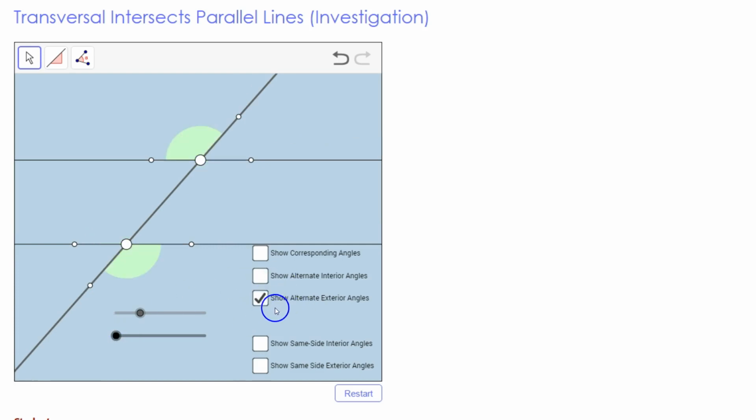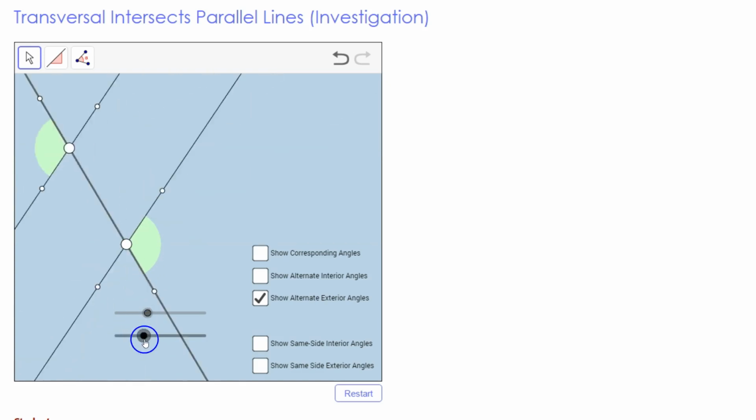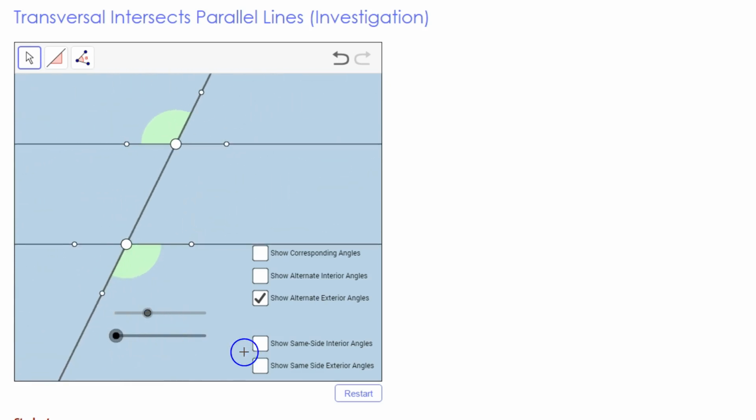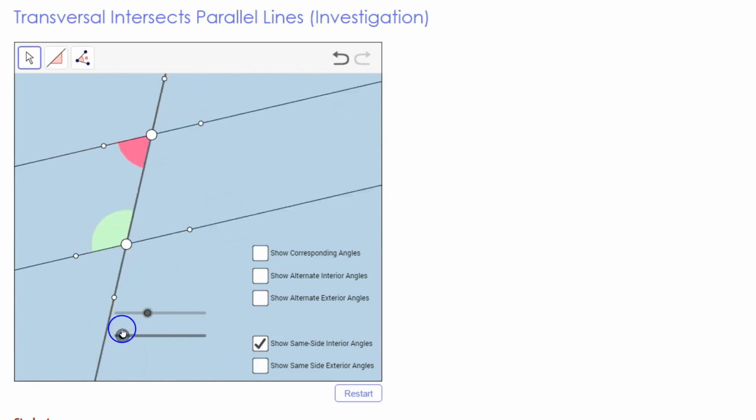Then we have alternate exterior angles, which means outside angles on the opposite sides. One on the left, one on the right. Doesn't matter how our problem changes, it's not going to be affected. Next we have same side interior angles. They're both on the same side and they are inside. But notice they're different colors, which means that they are not the same in degrees. And they never will be.